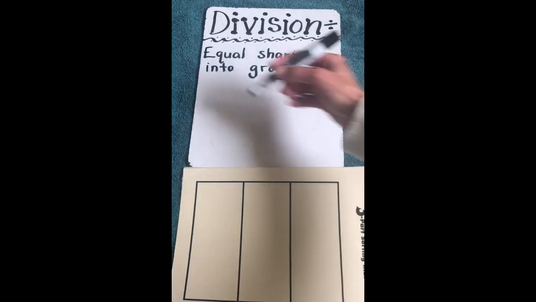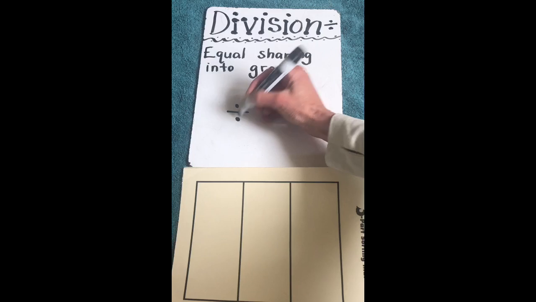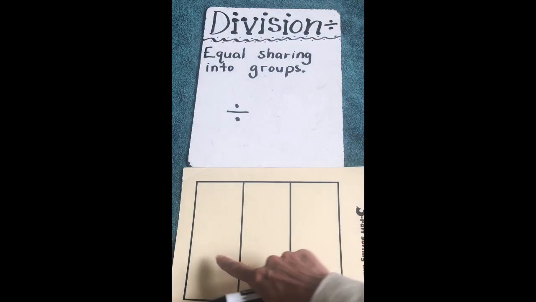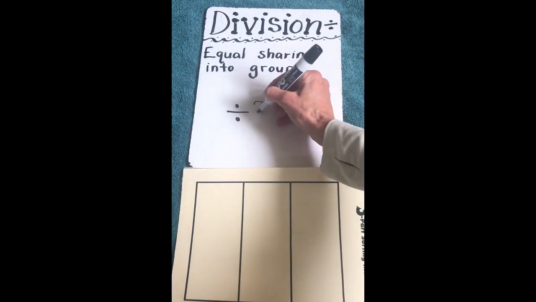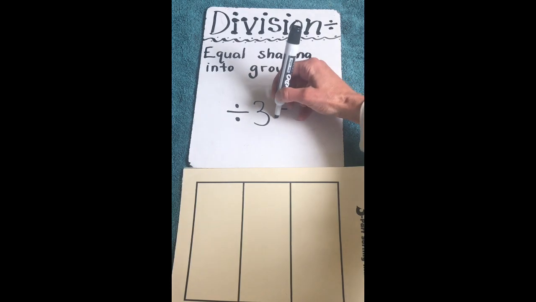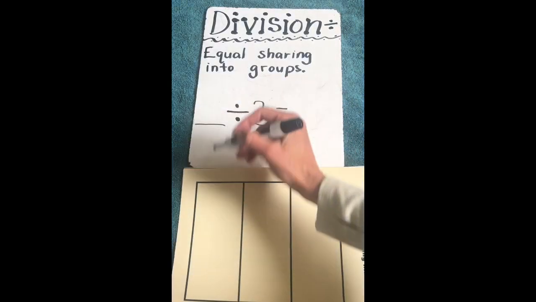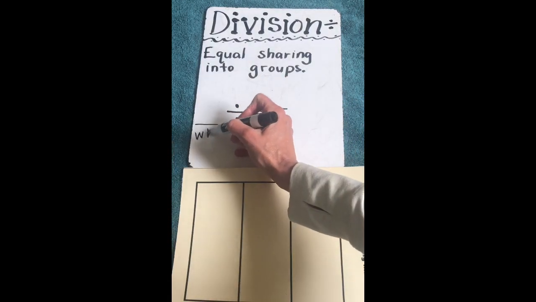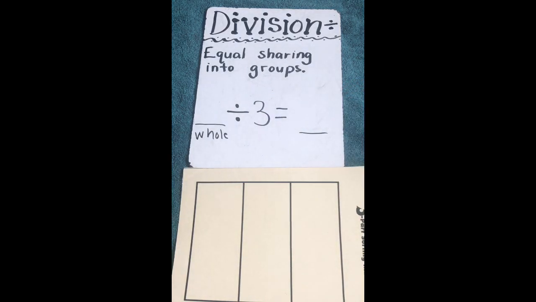So let's go ahead and make our division symbol. Line, dot on the top, dot on the bottom. And since we're going to separate it into 3 equal groups, let's write a 3 after our division symbol. We know we're going to get an answer, so let's write our equal sign. And here is where we're going to start off with how many we have all together, or our whole. Then we can figure out how many are in each group.